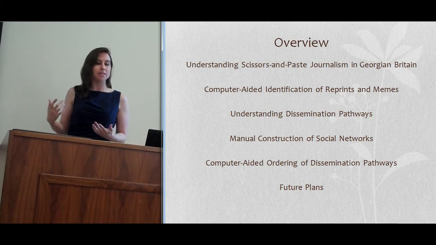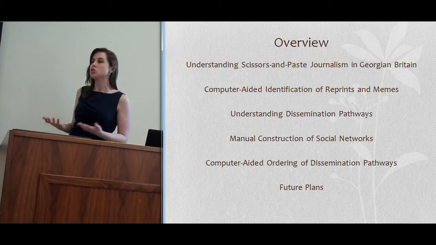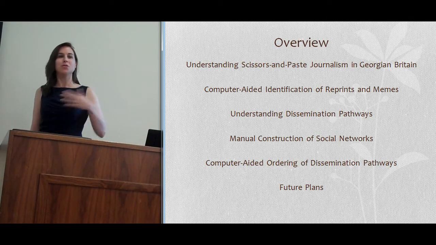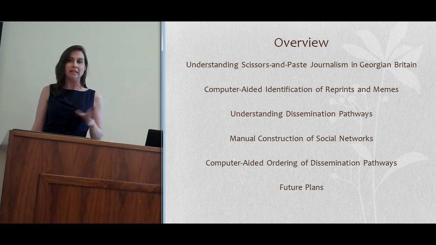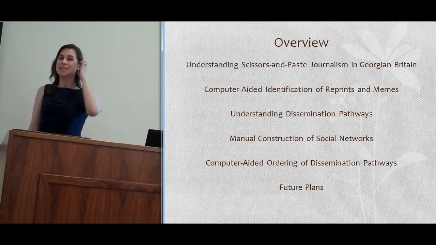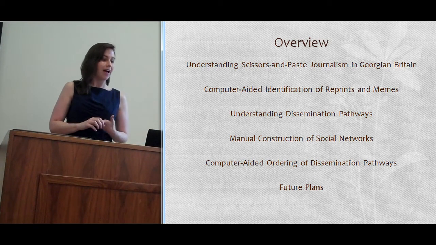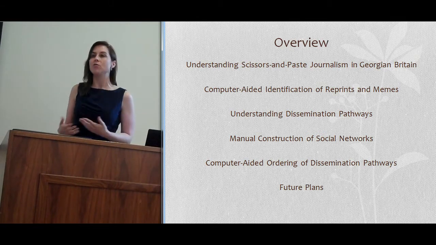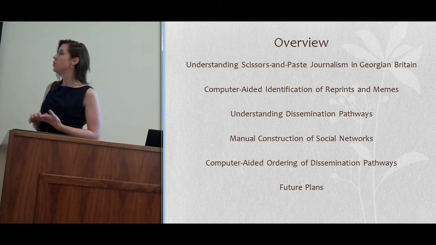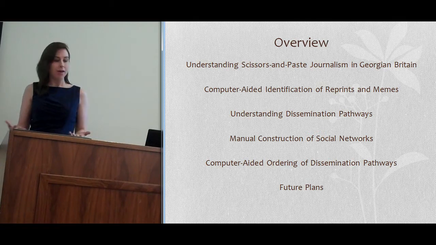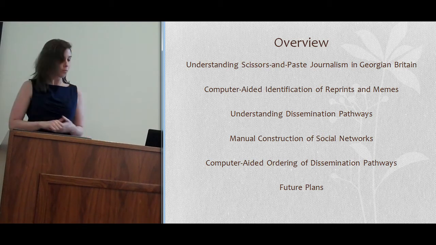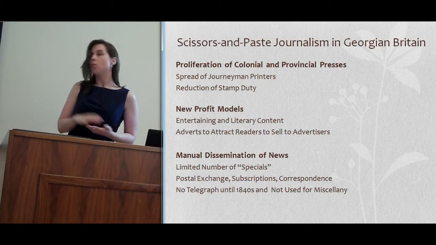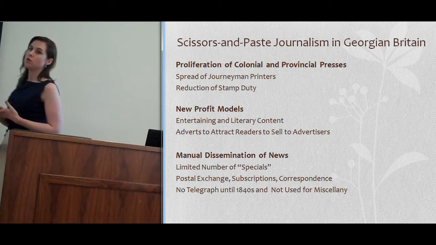So what I'm going to talk about today briefly is scissors and paste journalism, which is a form of newspaper production from the late 18th, early 19th century, arguably continuing to the present day, but mostly the 19th century. How you identify reprints and memes with the computer, how you understand dissemination pathways, which will all make sense in a moment, how you do that manually, how you do that with computers, and what I hope to do in the future. So what is scissors and paste journalism for those of you who don't know?